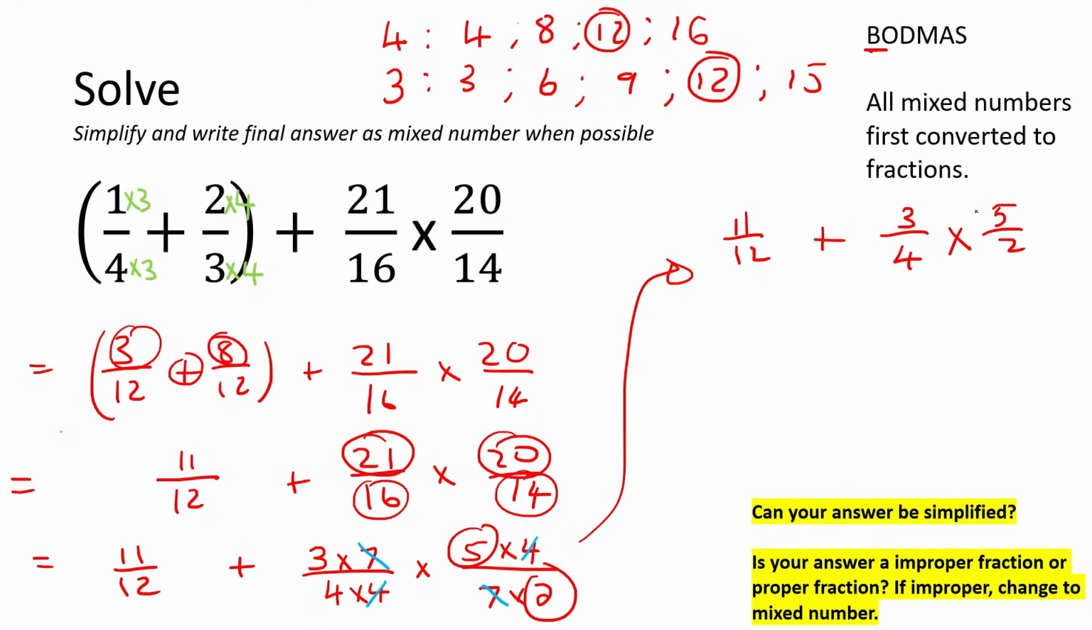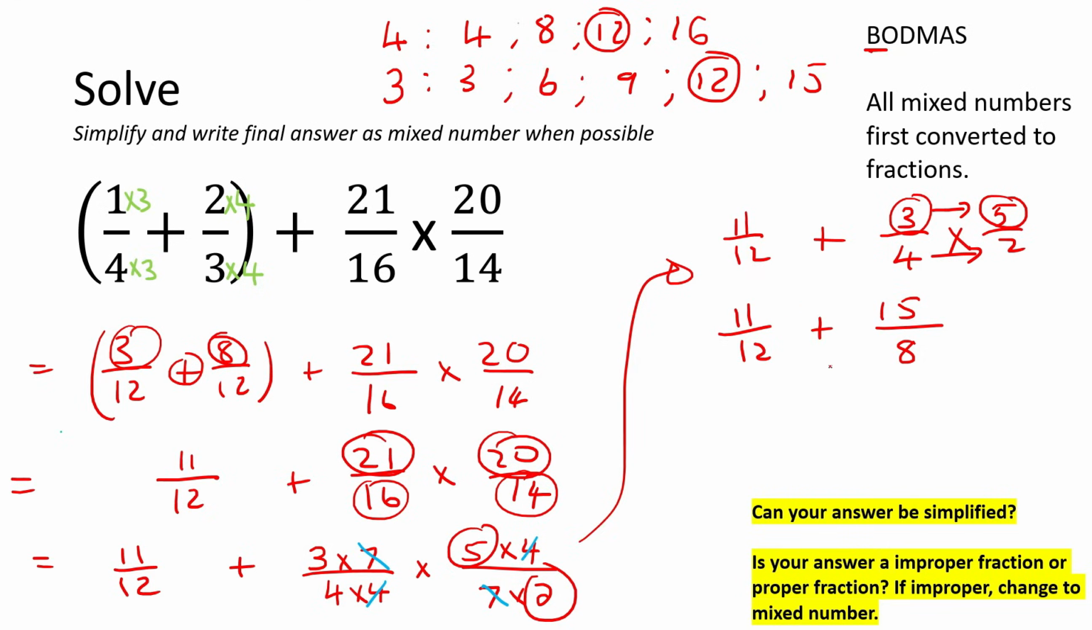Now, I don't know about you, but these are nice small numbers. So now we might as well just go and multiply top and top, bottom and bottom. And that'll give us 3 multiplied by 5 is 15. 4 multiplied by 2 is 8. Okay, now we are adding fractions.